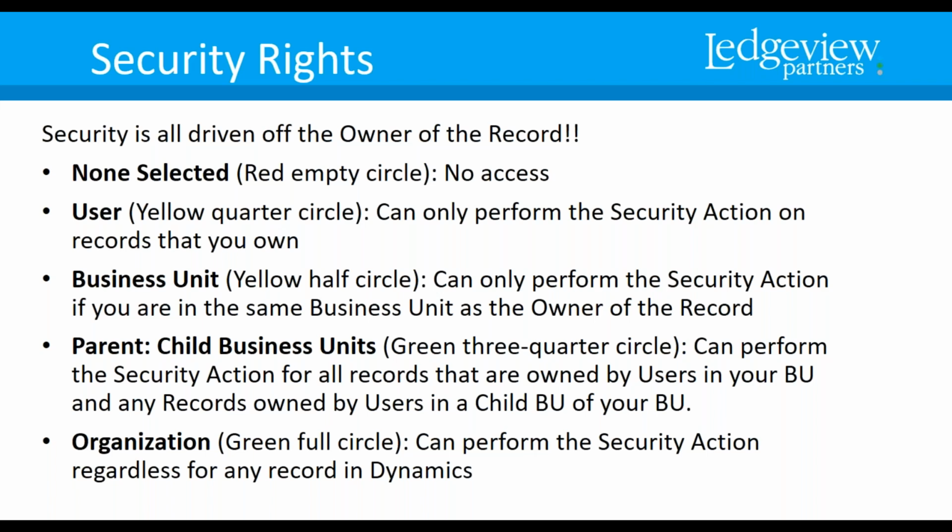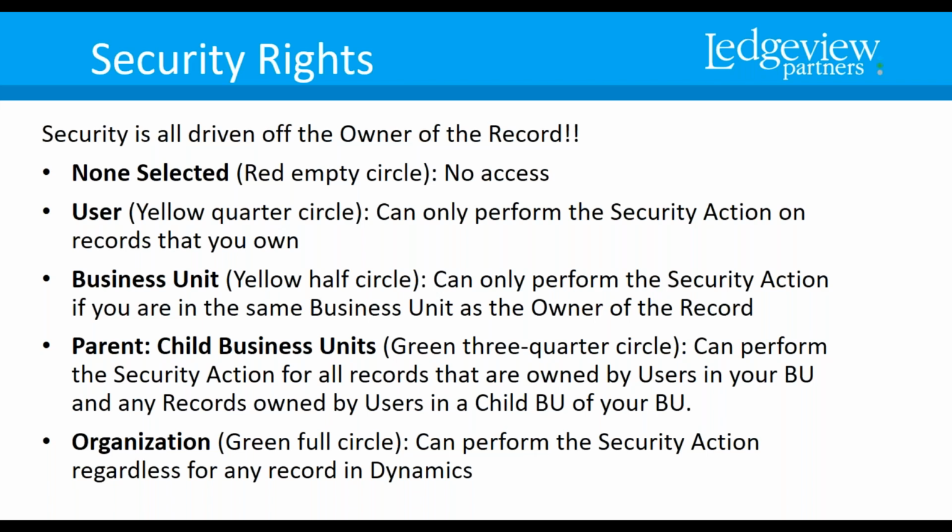Each security action that we have has its own security right for each entity. It's a huge section within Dynamics, and we'll go in and I'll show you what it looks like. User looks like a yellow quarter circle. What this access means is you can only perform the security action on records that you own. If you don't own the record, you're going to get an insufficient permission. You can't perform it, or you're just not going to be able to see the record.